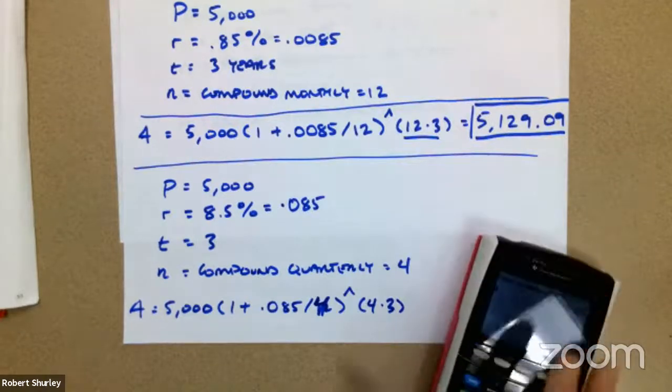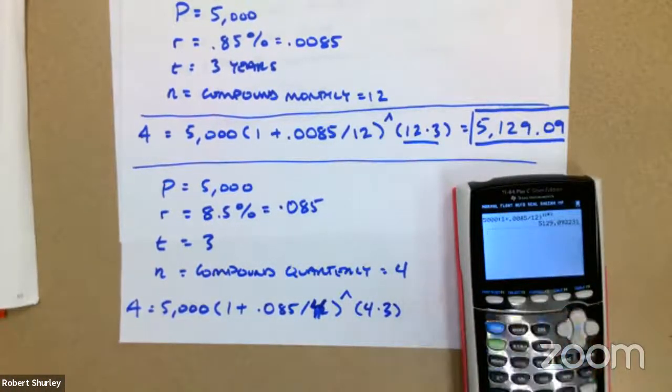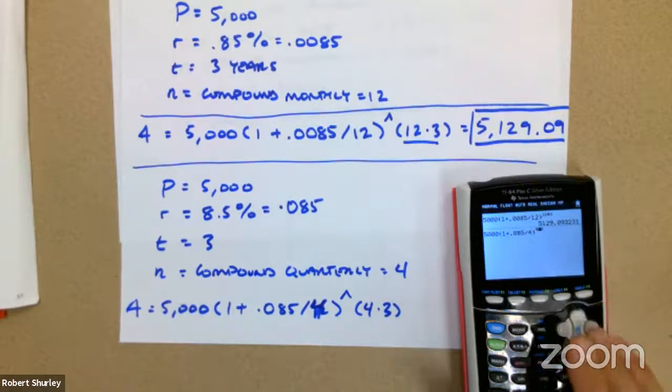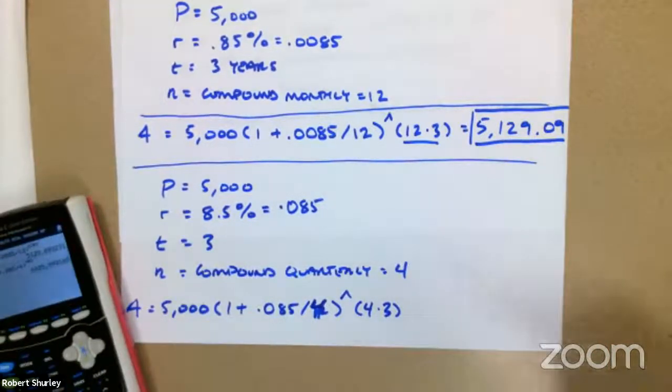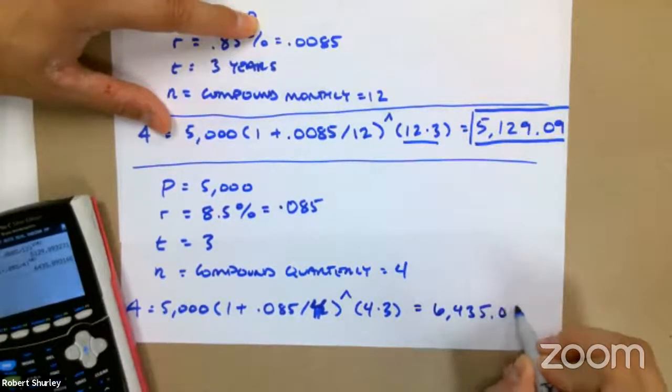Okay. Let's throw this in the calculator. Actually, I'm going to be lazy. Bring it back up in the calculator. See here, we get 0.085, delete. So divided by 4. And then we get 4 times 3, right? So it looks like that. 5,000 times 1 plus 0.085 divided by 4 raised to the 4 times 3. Boom. Oh, heck yeah. $6,435.09. Don't forget the 9 cents.